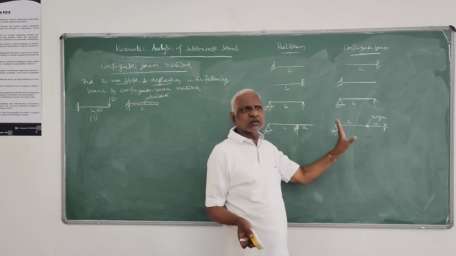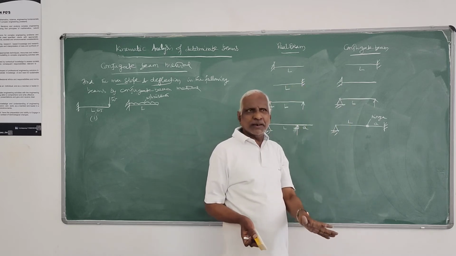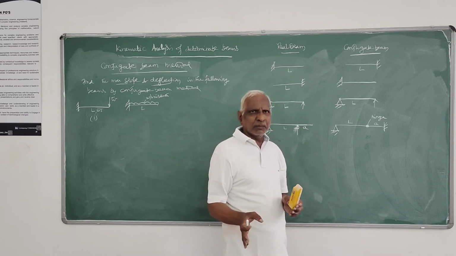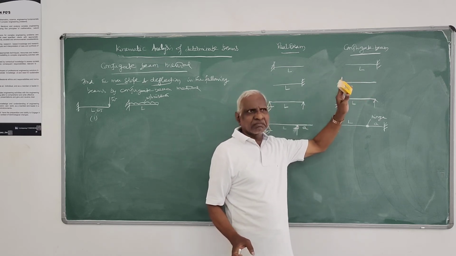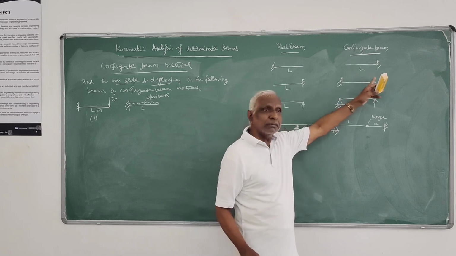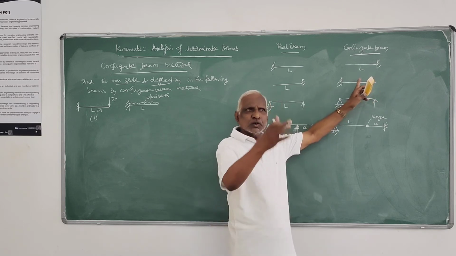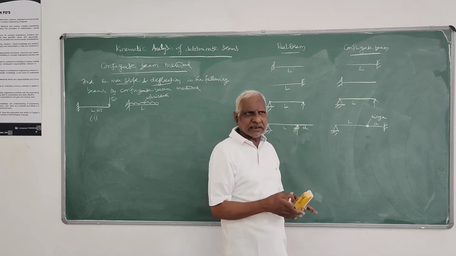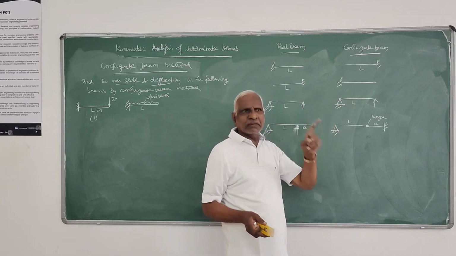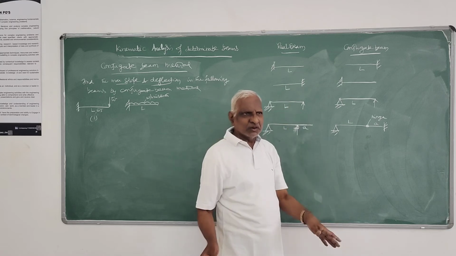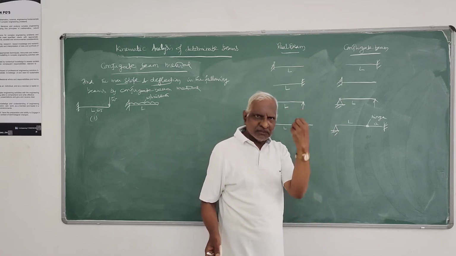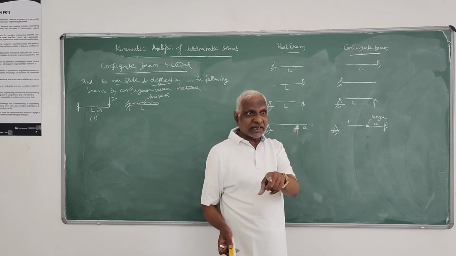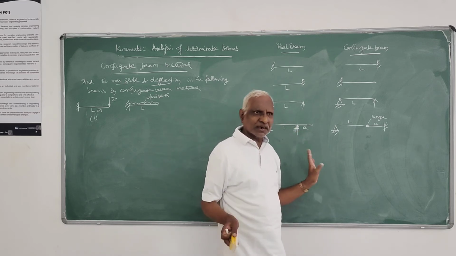So you have to write the conjugate beam, and in that conjugate beam you evaluate the shear force and bending moment at any point, because the load will be the M by EI diagram. You apply the same definition of shear force and bending moment at any section. The shear force at that section will give you the slope. The bending moment will give you the deflection. That point I had forgotten to tell, so that you remember.